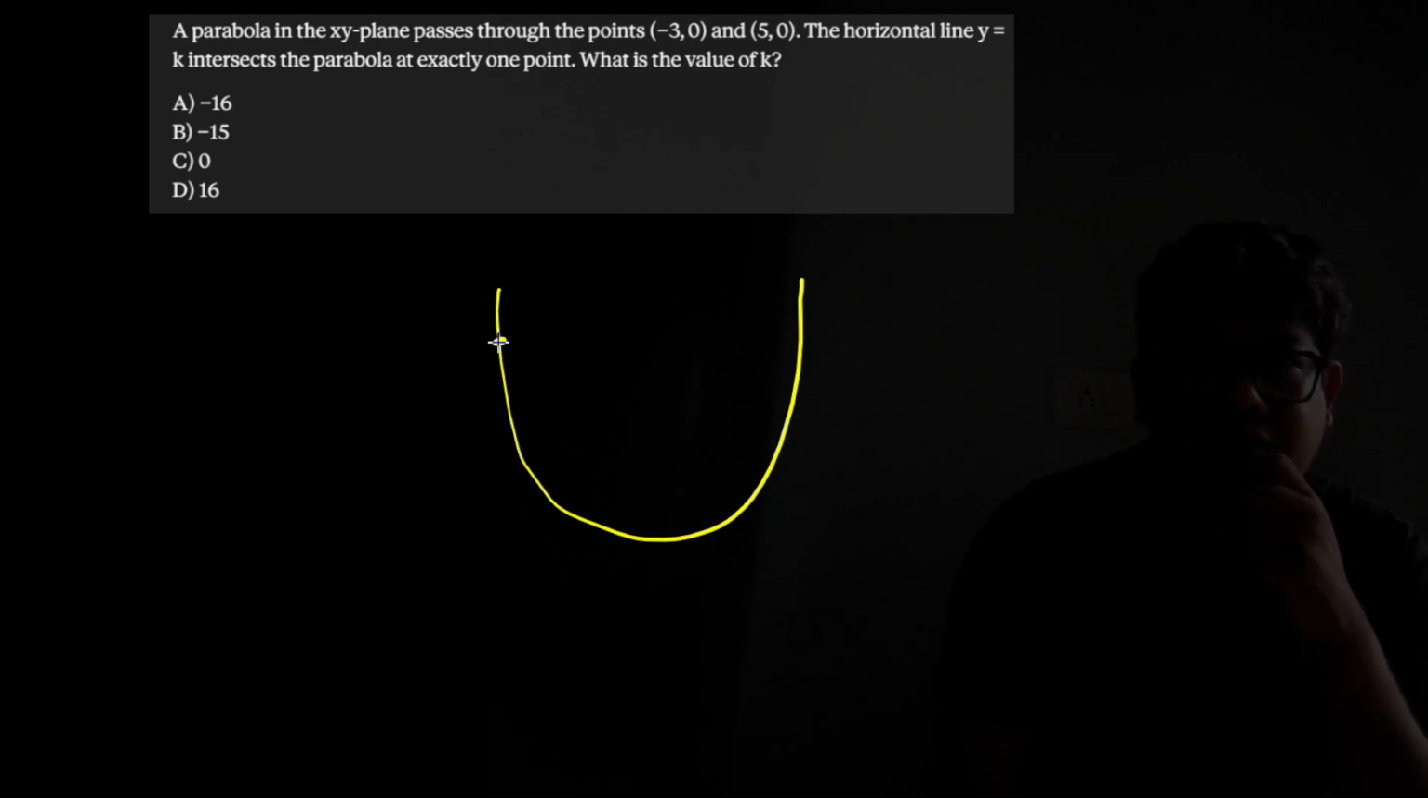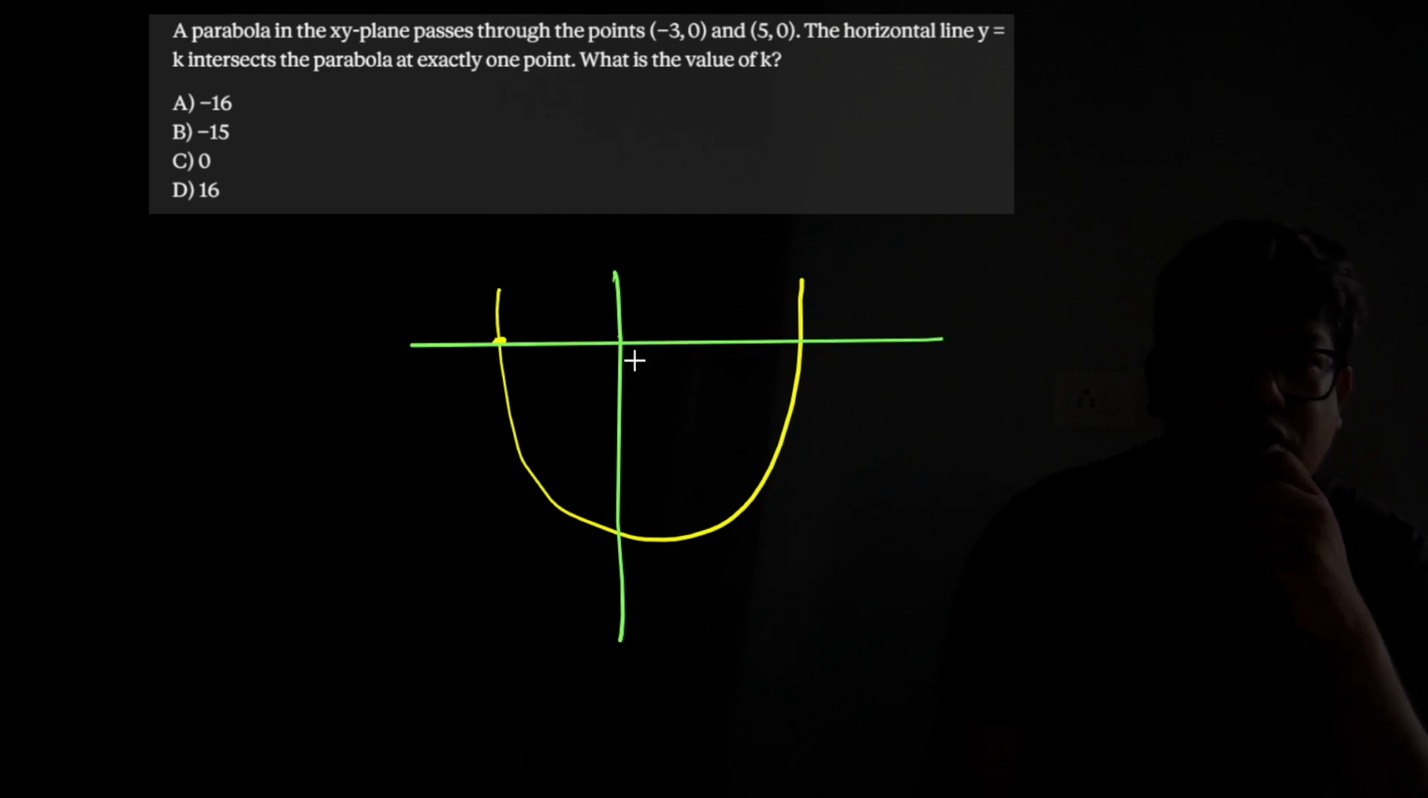So let us consider this to be minus 3. Suppose these are the two axes. This is the origin, so 0 comma 0, this is minus 3, and this is 5. So I can say this to be 5 comma 0, this is minus 3 comma 0. So these are the points, and let us consider this to be h comma k.